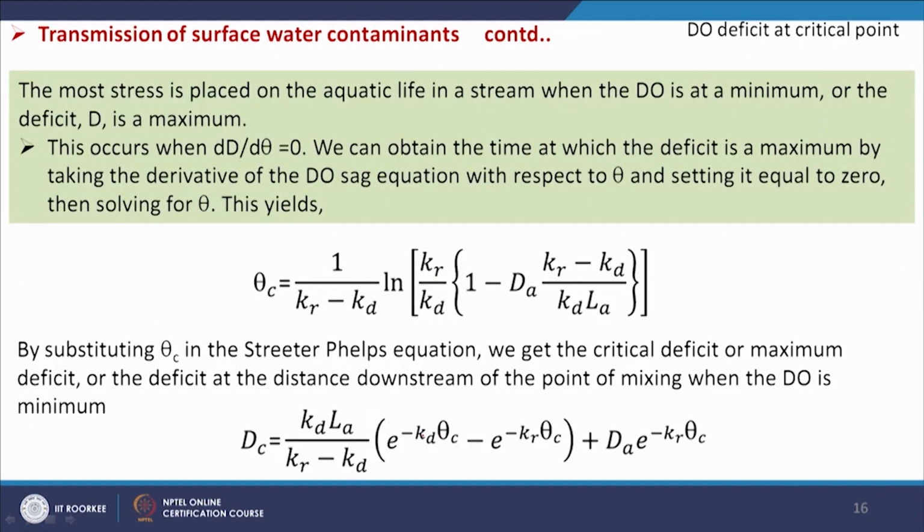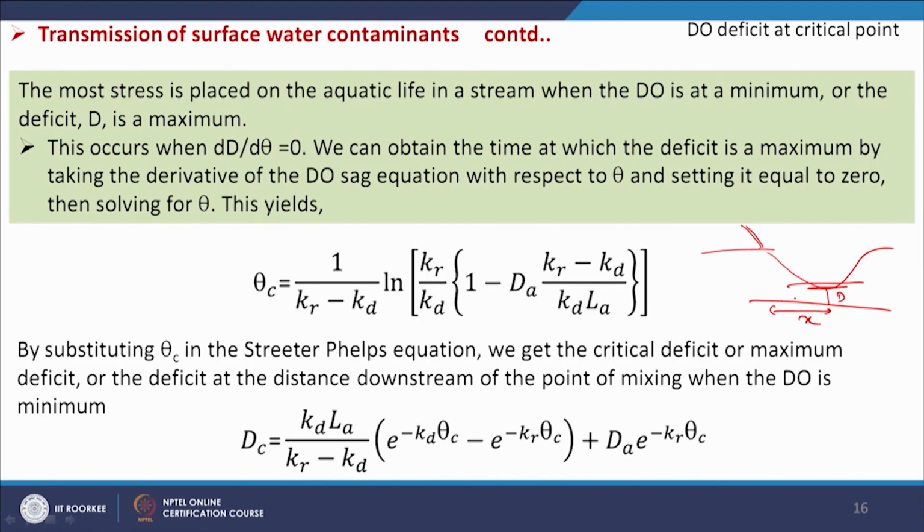Now, we need to calculate the critical value, because we have seen in the case of a river, when the stream is coming and the river is flowing, the DO reaches a minimum and then again attains the saturated value. So, what is this minimum point, at what distance will it happen, and what will be the D value at this point? That is our point of concern now.